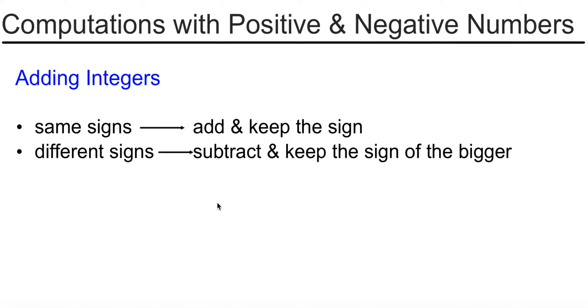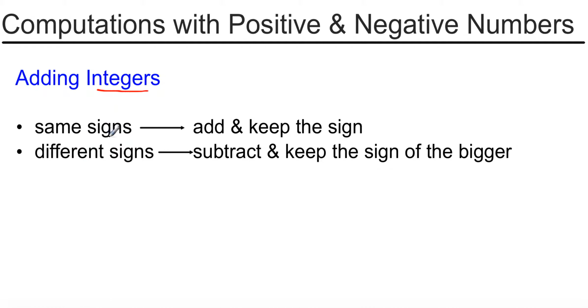In this ACT video, we're going to review computations with positive and negative numbers. More specifically, we're going to look at adding and subtracting positive and negative numbers. And if you'll recall, positive and negative numbers are also called integers. So here I've got your rules for adding integers.